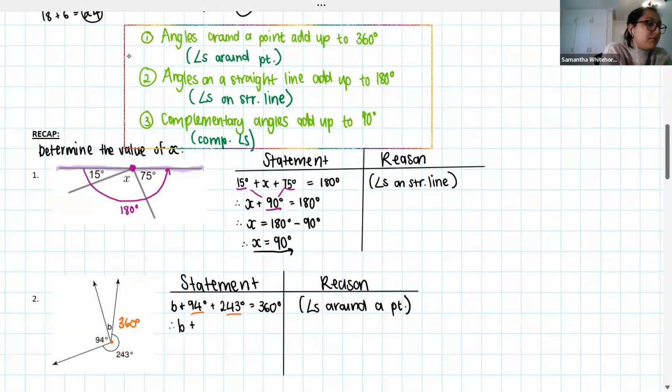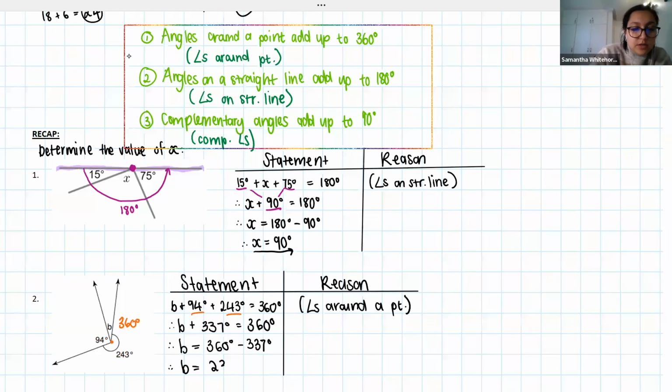94 plus 243 gives us a sum of 337 degrees. And now, because I'm solving for our unknown, we're going to use inverse operations, and we are going to subtract 337 on both sides. Would help if I wrote the correct number, wouldn't it? All right. 360 minus 337 is 23 degrees. And so we have worked out the missing angle, the missing size of our angle.